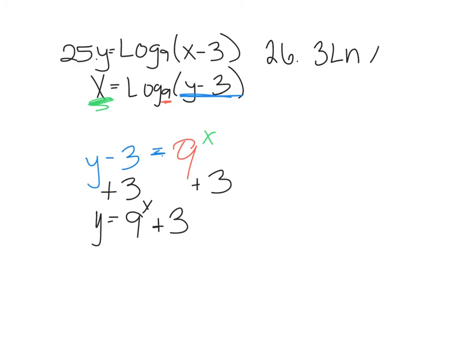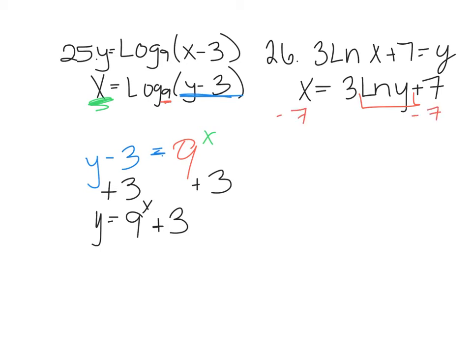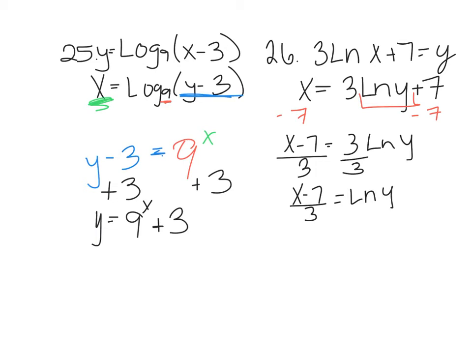3 natural log of x plus 7 equals y. I'm going to change my x to y and move it over to the side. X equals 3 natural log of y plus 7. It's more consistent with what you probably have written. I need to get my natural log of y by itself, and that's going to be minus 7. So x minus 7 equals 3 natural log of y, divided by the 3. So x minus 7 divided by 3 equals the natural log of y.